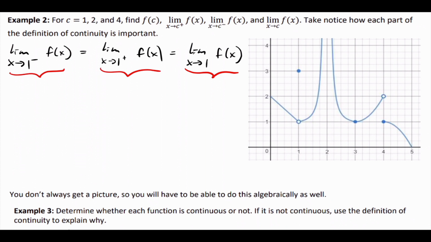Oh, sorry, and then f of c, sorry. I forgot to include that one. We're going to include one more. I'm going to make this smaller so I can include it.